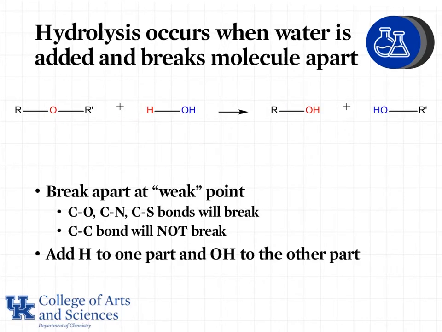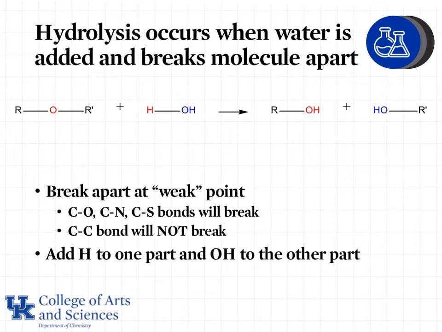Hydrolysis occurs when water is added and breaks molecules apart. In this case, we see ROR, and again, the R and the R prime are just the rest of the molecules, that chain of carbons and hydrogens. We're adding a water, and we produce two other molecules as our products. The key is that we have to break it apart, and so sometimes students are confused as far as where to break the bond.